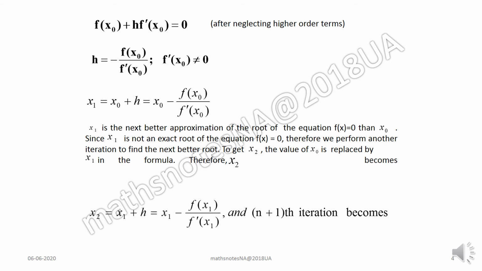And the n plus 1th iteration we can also write down, and that becomes x(n+1) is equal to xn plus h, which is equal to xn minus f(xn) upon f'(xn). So these values have been calculated on the nth root, and we are calculating the n plus 1th root. n takes values 0, 1, 2 and so on.